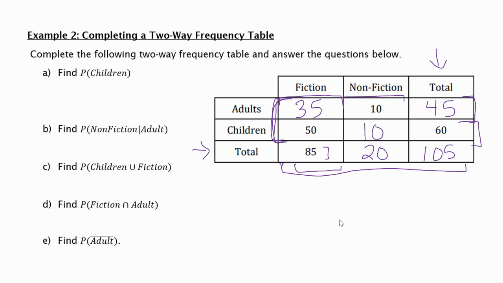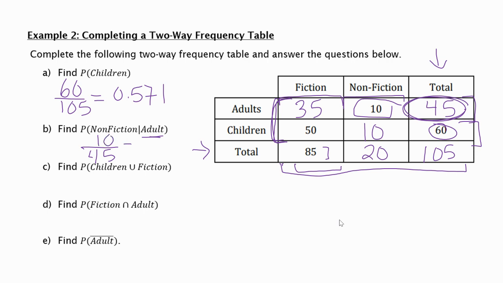When we calculate the probabilities, it's very similar to what we already did. The total is 105, and the number of children was 60, so that gives us a probability of 0.571. For the probability of nonfiction, given that they're an adult, adults would be 45. The second term is usually what you take it out of. Of those adults, 10 chose nonfiction. So 10 over 45 is 0.222.